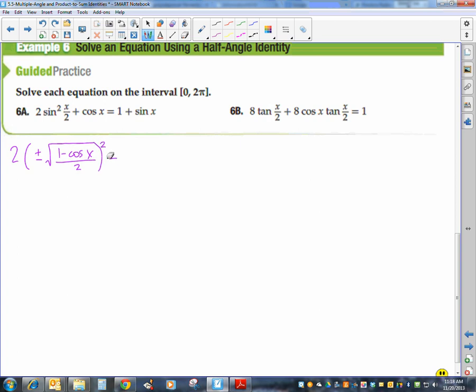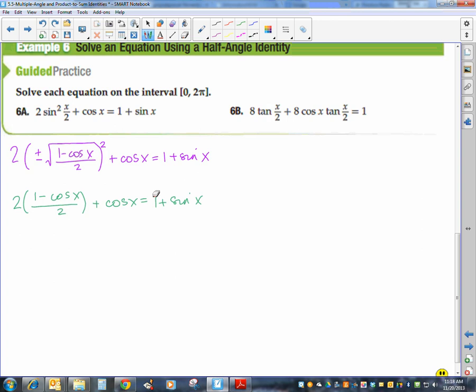Now I have to square it, plus the cosine of x equals 1 plus the sine of x. So what happens when I square that out? Okay, that 2 is not squared. My plus or minus goes away, and my radical goes away. So I'm left with 1 minus the cosine of x over 2 plus my cosine of x equals 1 plus the sine of x.